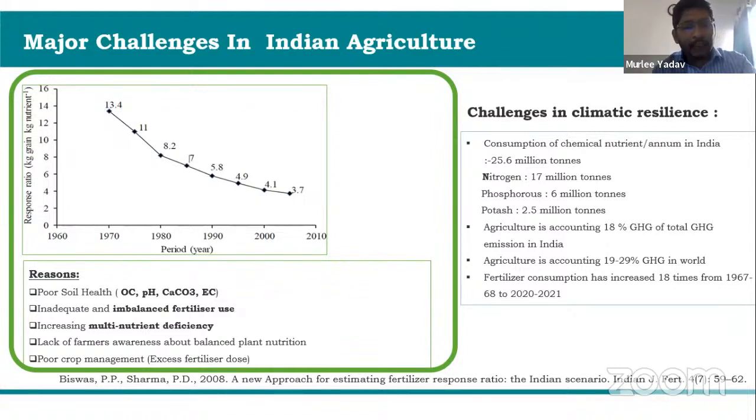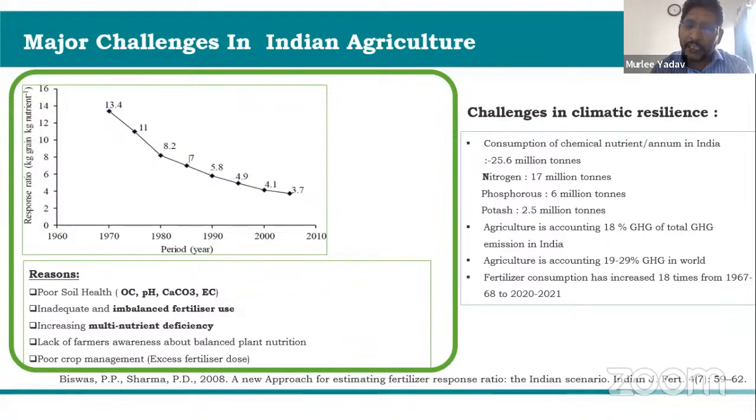So these are the challenges. On one side, our soil health is poor, becoming poor day by day. On the other side, farmers are not going by the balanced nutrition concept. And nowadays there is a lot of hue and cry in terms of climatic resilience. Why is it so? Why is there a problem of climatic resilience? Because farmers are putting more and more nitrogen.